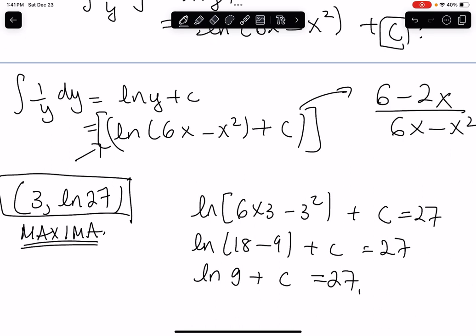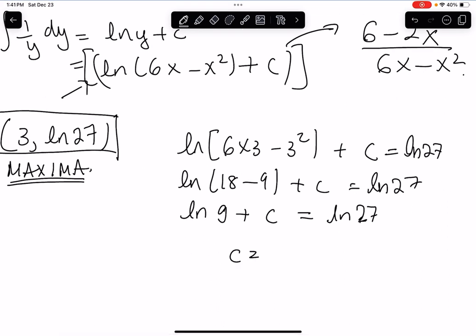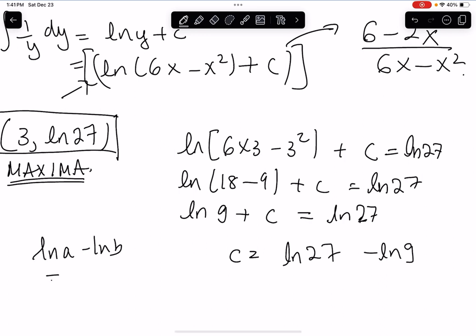Oh yeah, sorry. This y point is actually ln of 27, not 27. So this is ln of 27 equals ln of 9 plus c. If you just do the subtraction, then c is ln of 27 minus ln of 9. And we know that ln of a minus ln of b is ln of a by b. So this means that c is ln of 27 by 9, which becomes ln of 3.